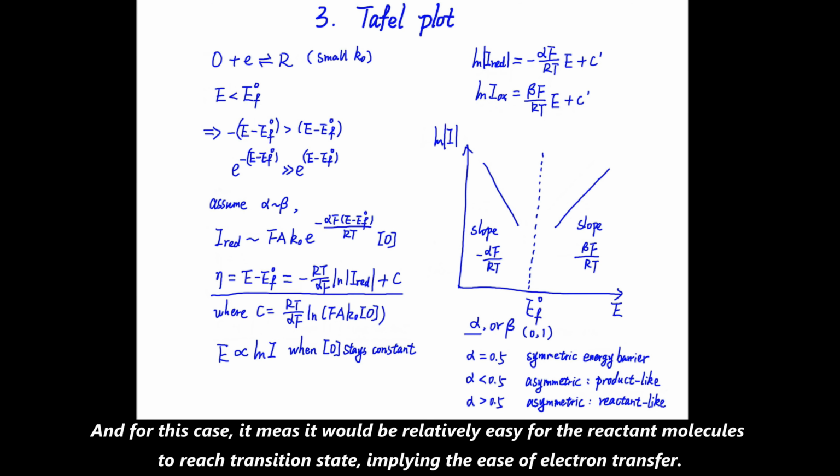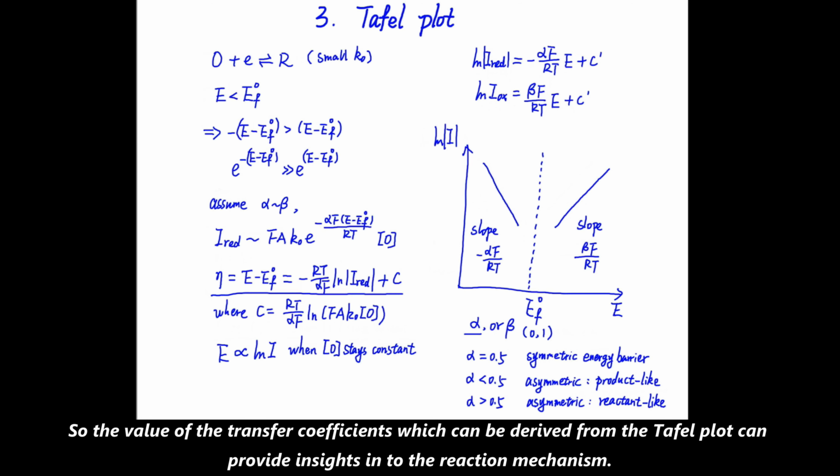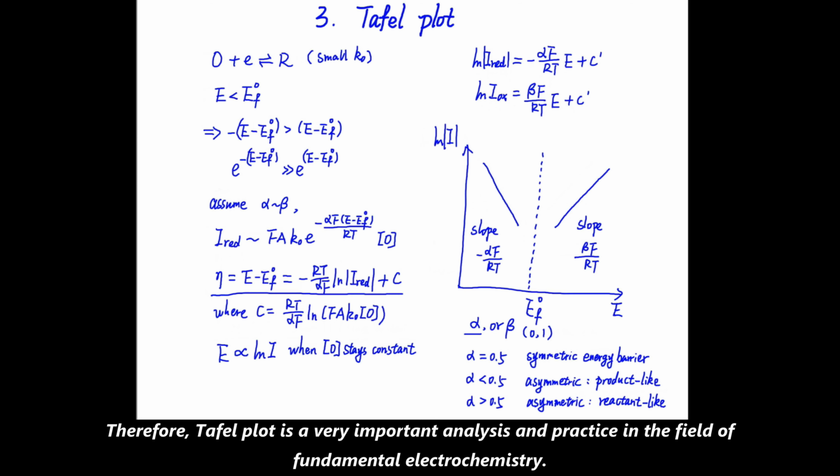And for this case, it means it would be relatively easy for the reactant molecules to reach the transition state, implying the ease of the electron transfer. So the value of the transfer coefficients, which can be derived from the Tafel plot, can provide insights into the reaction mechanism. Therefore, a Tafel plot is a very important analysis in practice in the field of fundamental electrochemistry.